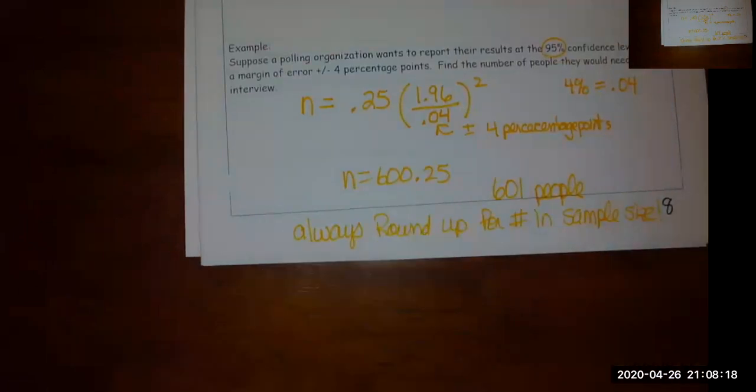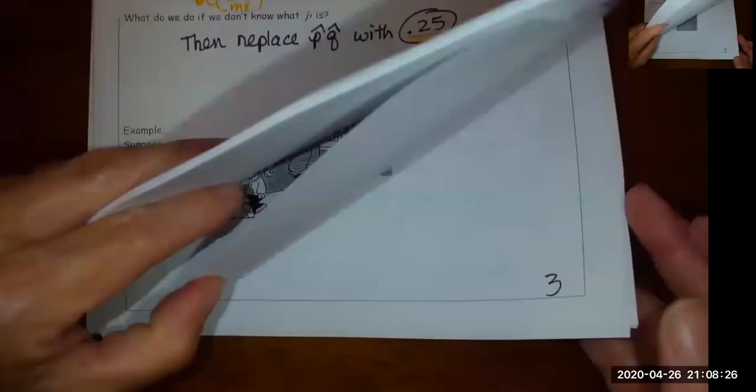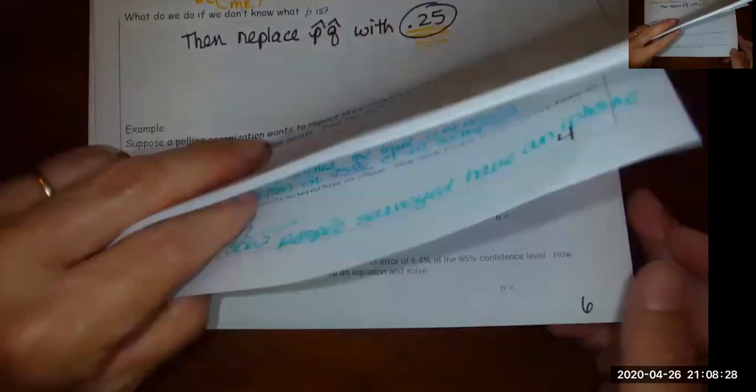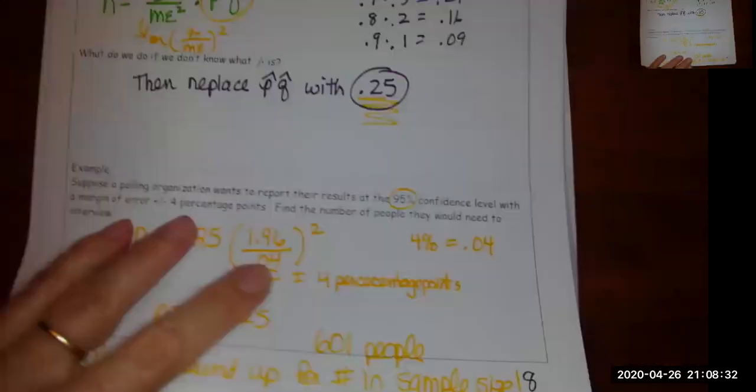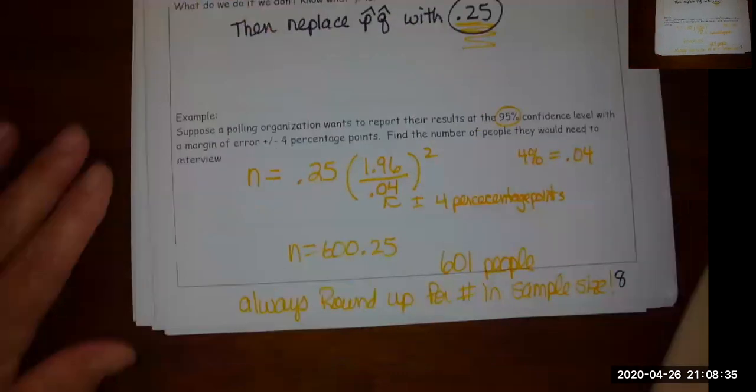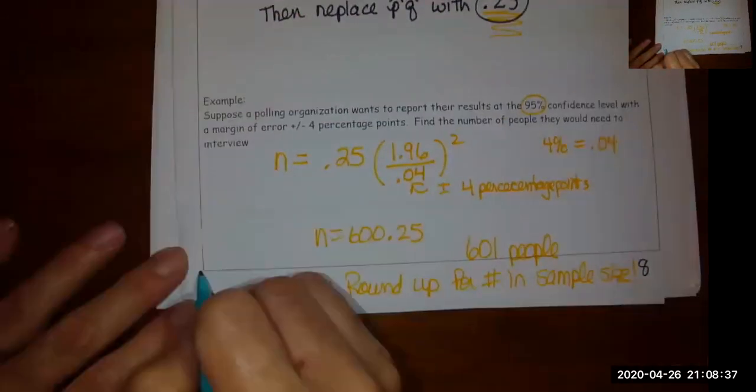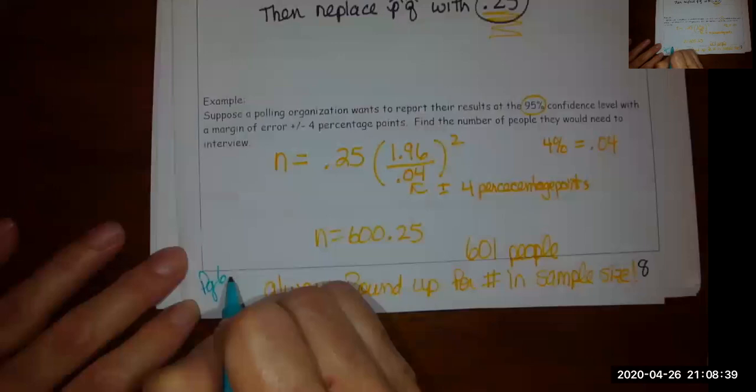Okay, so that's the end of that lesson. So now what you're going to do is go back and do 6 through 10. You didn't do them on the first day, you just did 1 through 5. So now you're going to go to page 6 and do 6 through 10. That's the homework. Okay, so page 6, 6 through 10 now.